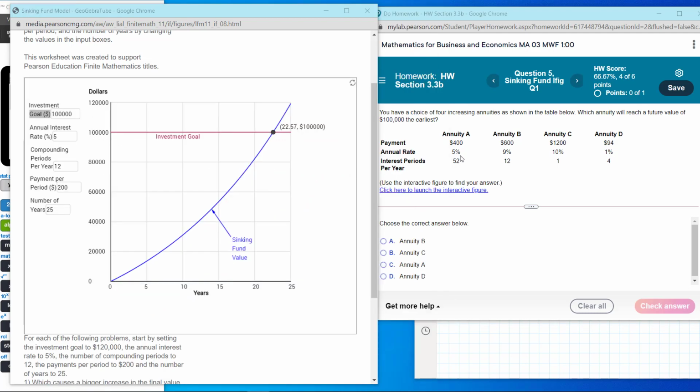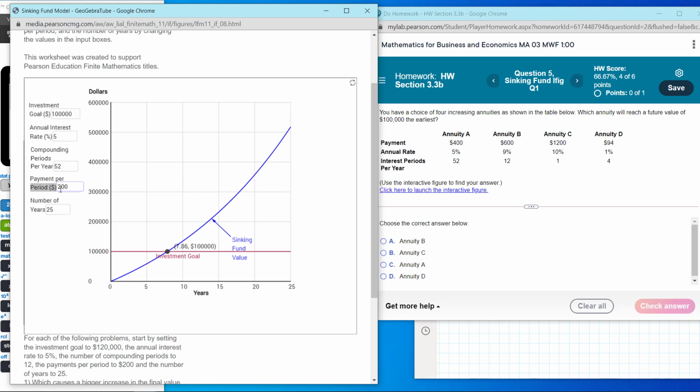Our annual interest rate is 5%. Good, we have that here. The interest periods per year is 52, so we want to change this to 52. And the payment per period is $400. And we don't need to worry about number of years. We can actually just leave that where it's at.